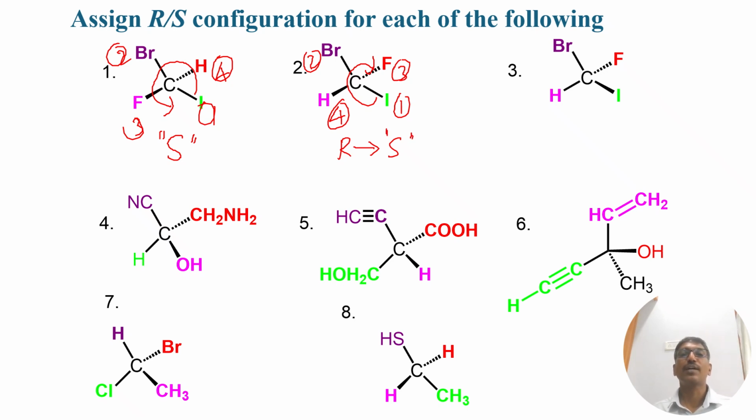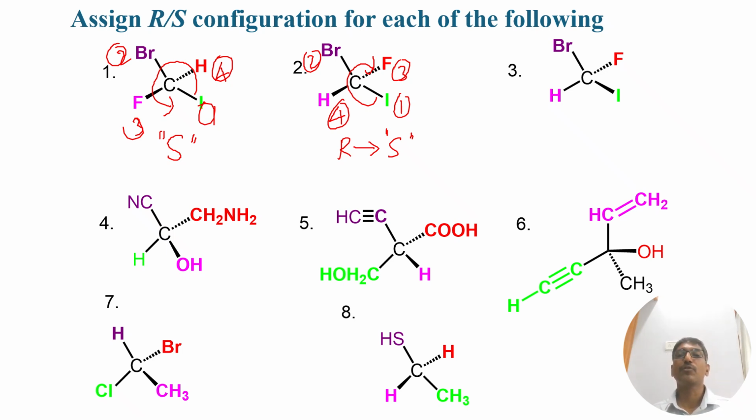The first two cases are only playing with the lowest priority group kept away from our view or close to our view. The next, third example is very interesting because hydrogen is neither close to our view nor away from our view, but it is kept on the plane. What are we supposed to do in this case?